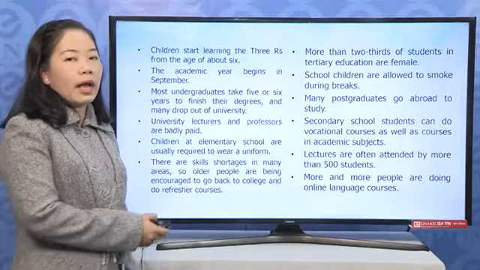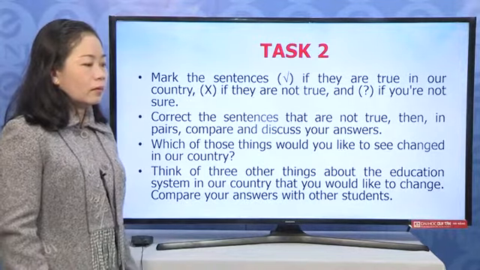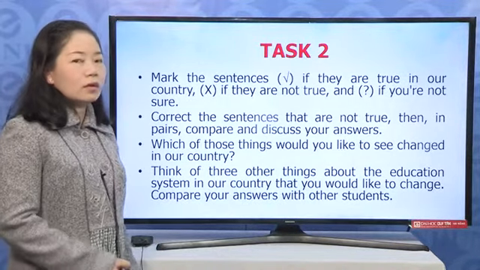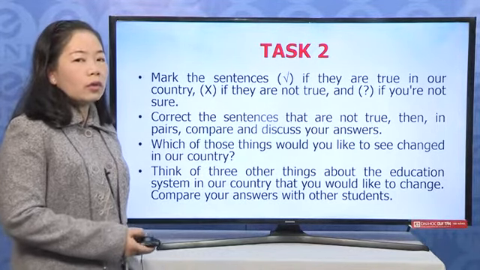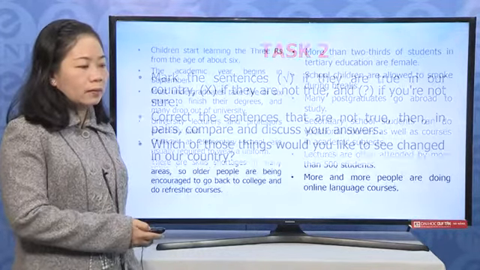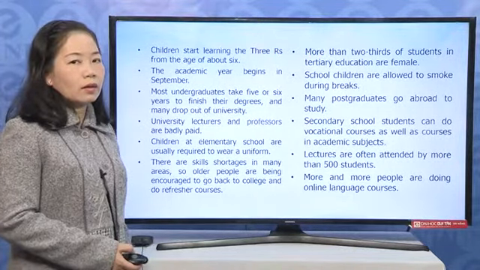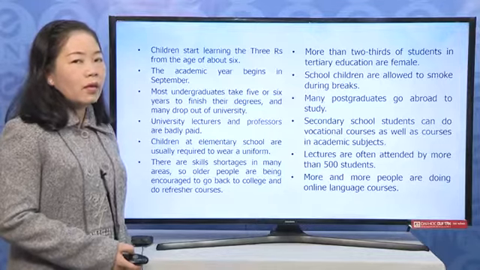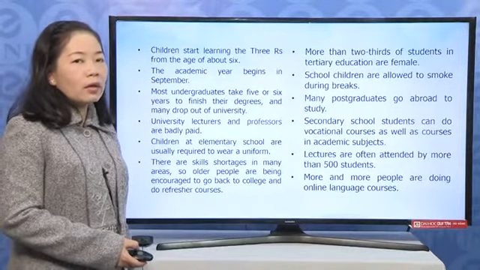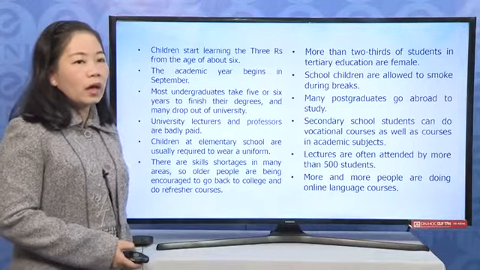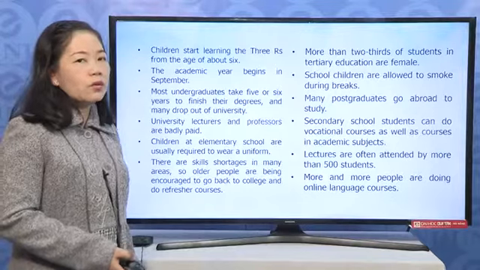You should look again at the requirements of the task. So the first step, look at the ideas, put the tick or the cross or the question mark. Okay, and now the second step, you should correct the ideas that you think are not right, are not correct or suitable to our country, Vietnam.